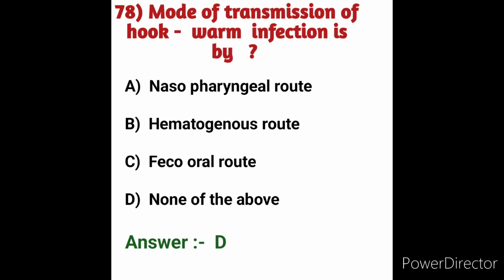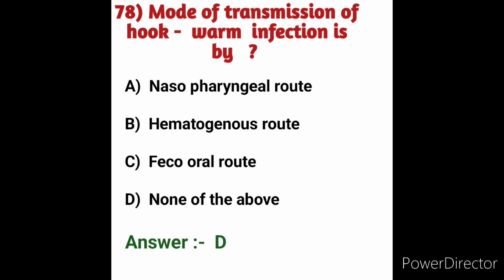Mode of transmission of hookworm infection: option A nasopharyngeal route, option B hematogenous route, option C fecal-oral route, option D none of the above. What is hookworm disease? It is an infection through food and water, a type of infection known as helminthiasis. Option D is the correct answer, none of the above.